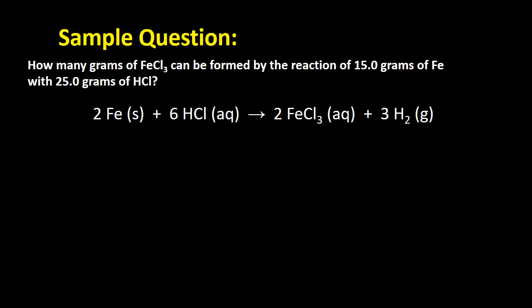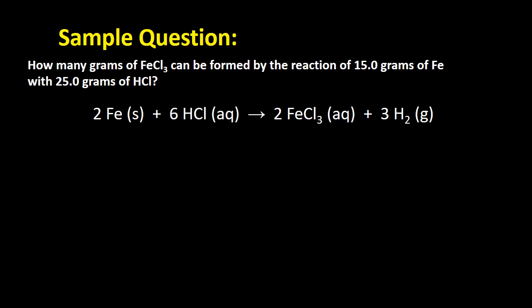So here's our sample question. We've got iron and hydrochloric acid, 15 grams of iron, 25 grams of hydrochloric acid, and we want to know how much iron chloride we can make. What we're going to do is the same thing that you probably did mentally when you were looking at the chocolate chips. You probably didn't write everything out, you just looked at it and came to a conclusion. But here we're going to do that a little bit more systematically.